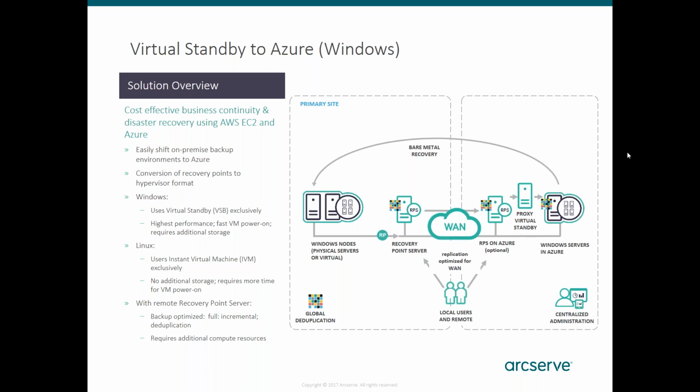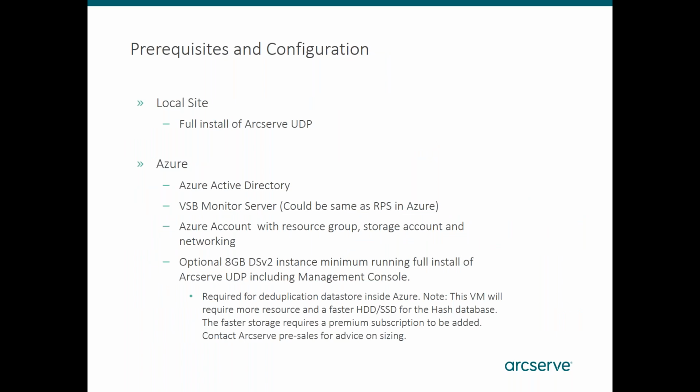So what I'm going to do now is actually talk through some of the key requirements to make this work. So obviously the prerequisites and the configuration are, you need to have a full install of Arcserve UDP running at your local site if you want to protect your on-prem environment. So that could be a UDP appliance, or it could be a software installation of Arcserve UDP on your own Windows server and storage, but essentially it would have a UDP management console, at least one RPS server, and agents or agentless backups taking place across your on-prem environment.